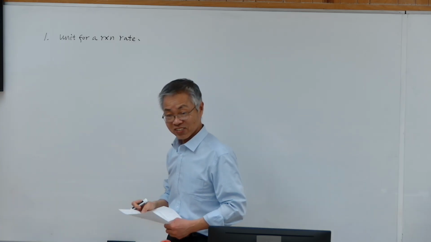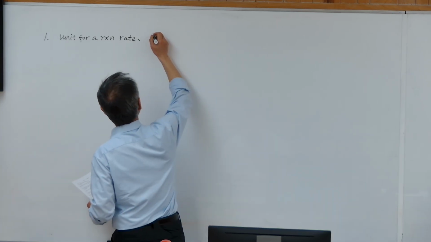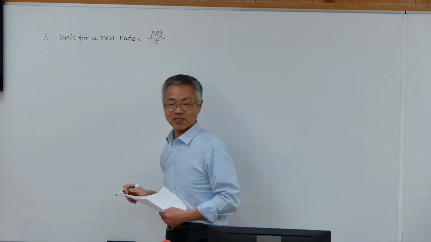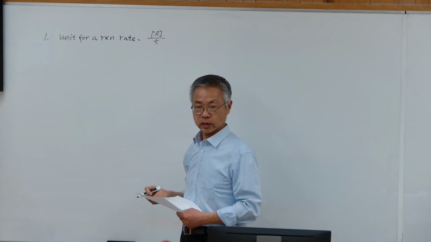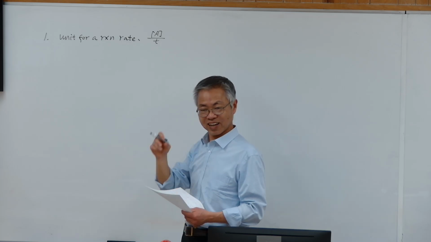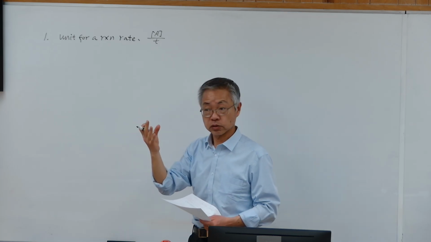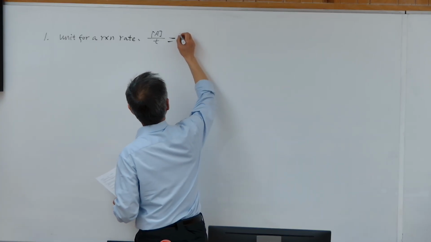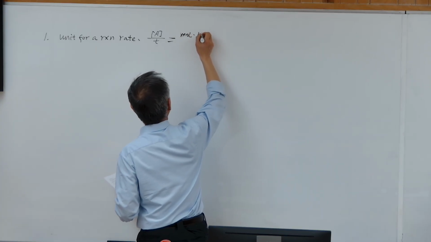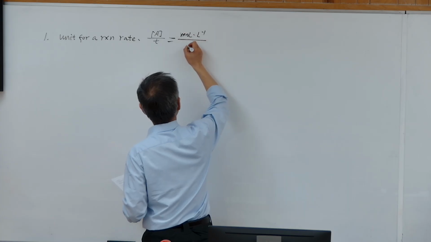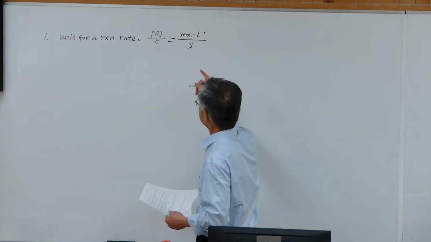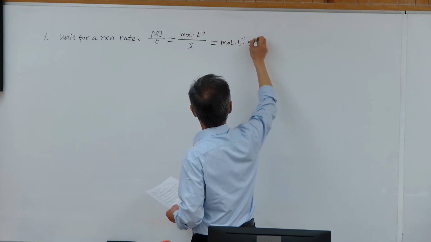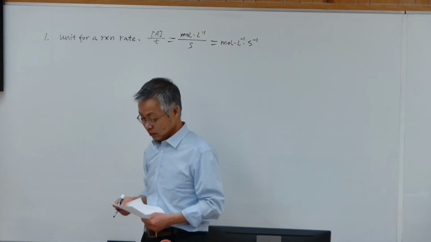The reaction rate is always concentration change over time, right? Any reaction rate is always concentration change with time. And the unit of concentration change is the same as concentration, which is mole per liter. And the time is second, right? So the unit will be mole per liter per second. Then you choose D.